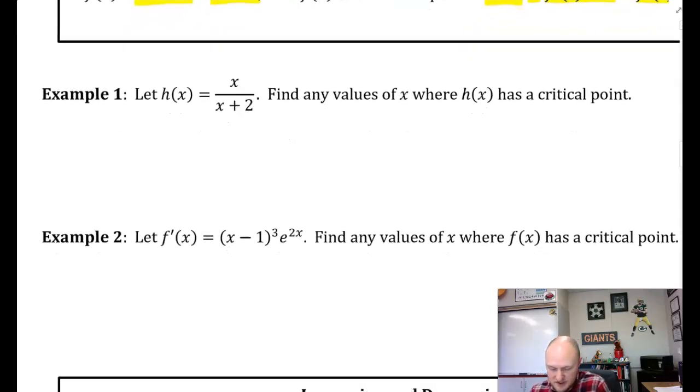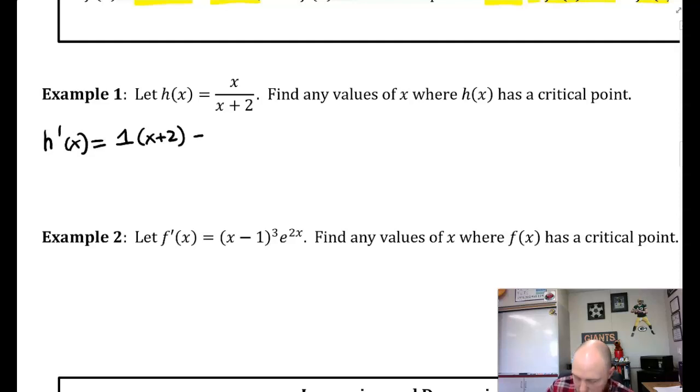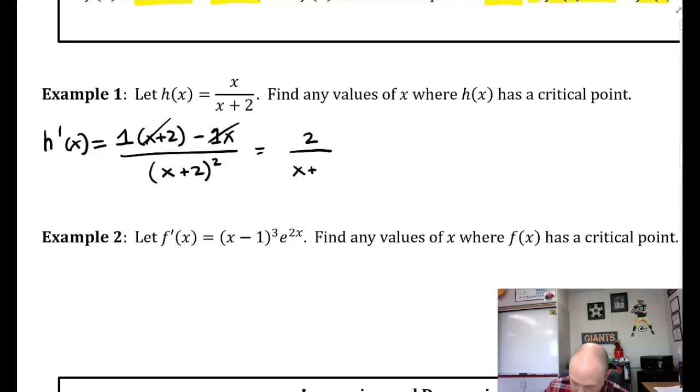Okay, so the first thing that we want to do for h of x, I need to investigate. To find critical values, I have to look at the derivative. So I need to find h prime of x. So I'm going to use my quotient rule. The derivative at the top is 1 times the denominator minus derivative at the bottom, again, which is 1 times the numerator, all over x plus 2 quantity squared, okay? And if I simplify this, the x's cancel, and we just have 2 over x plus 2 quantity squared.